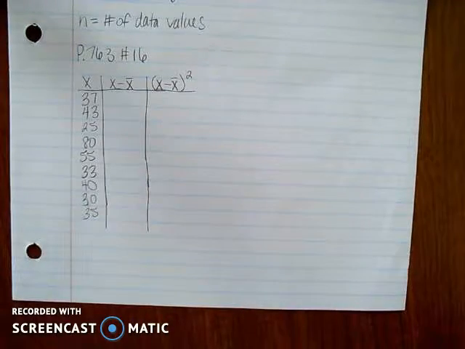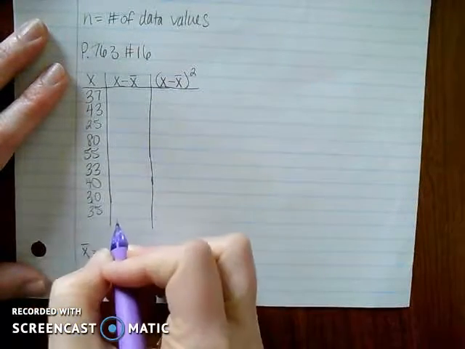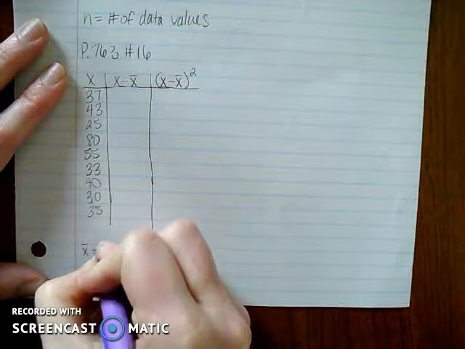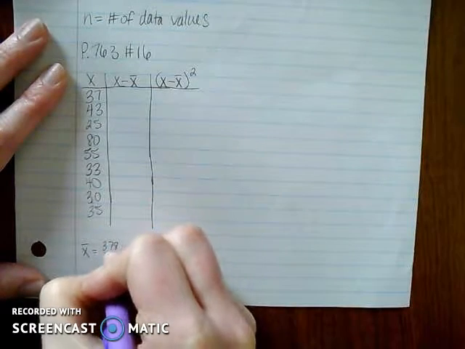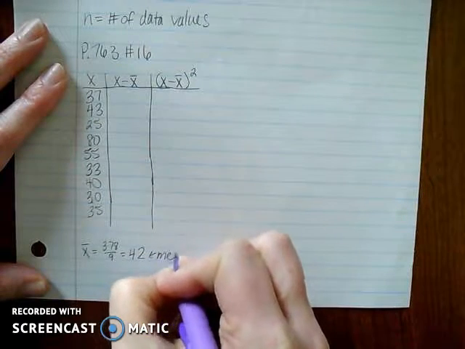Okay, so those are all the x values. To find the mean, remember that's x bar, you add those all together, and that should give you 378 divided by 9, which gives you 42. So again, that's just the mean.